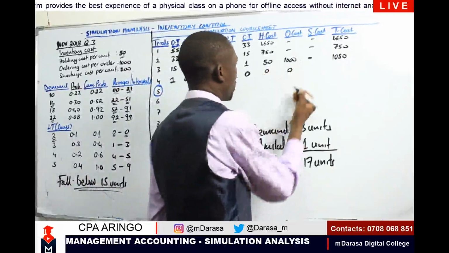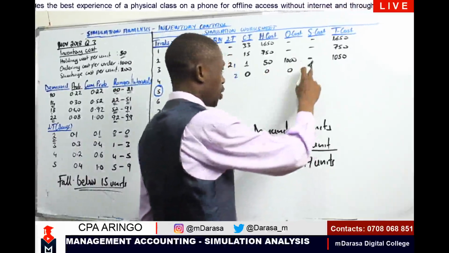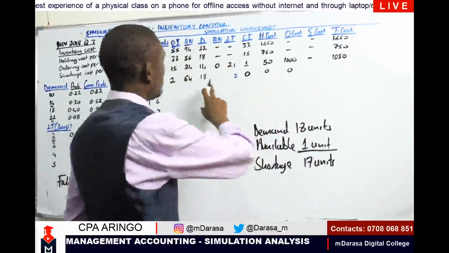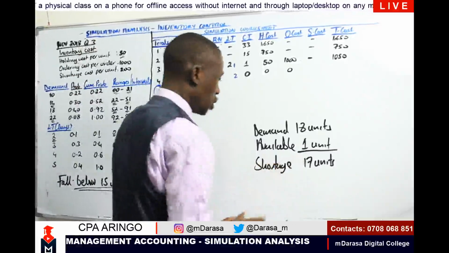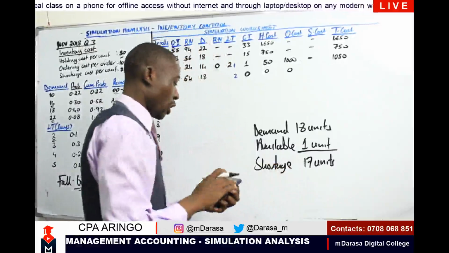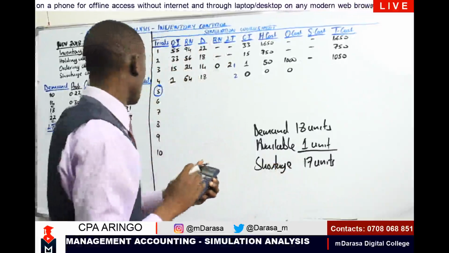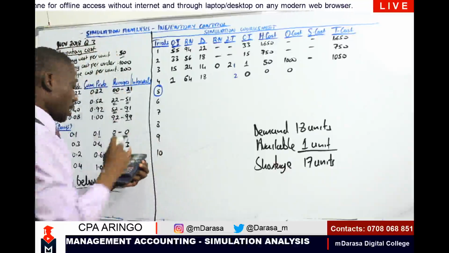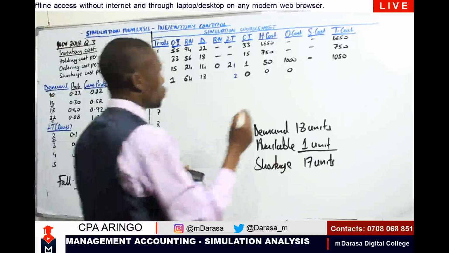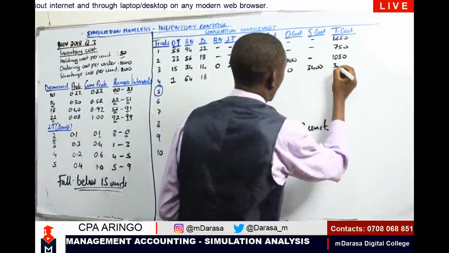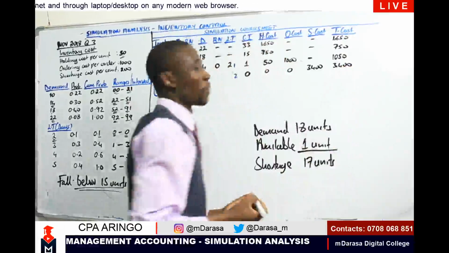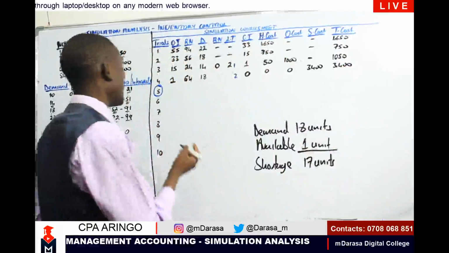Now, after we have that case, meaning that I won't be having our holding cost, I won't be having our ordering cost, but I'll be having a shortage cost. Because my demand was 18 and I only had 1 unit. Our shortage units is 17. And shortage cost per unit, I was given a figure of 200. To give us a total of 3,400. Correct?